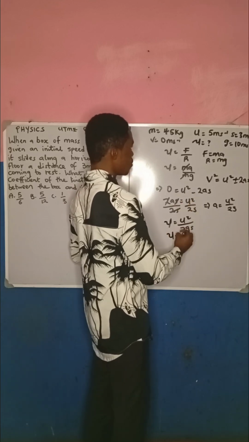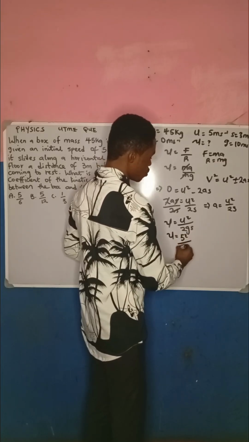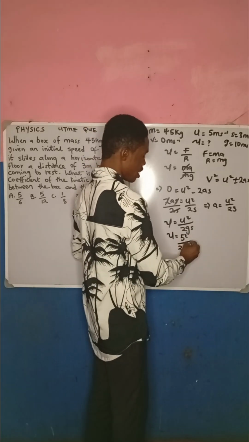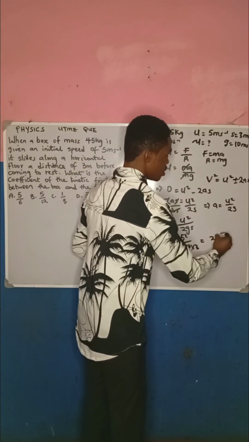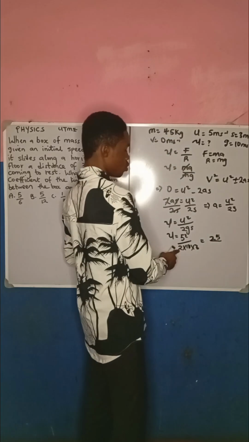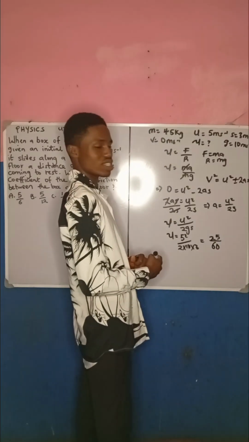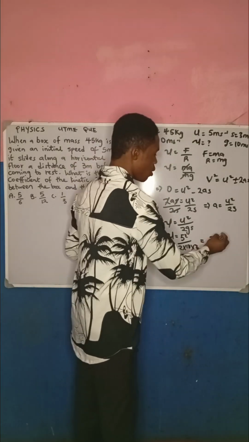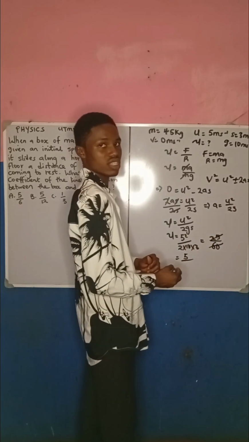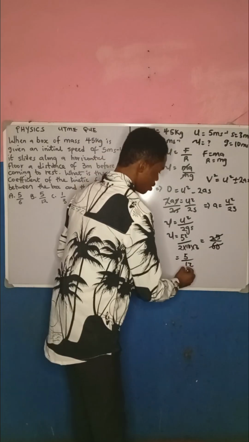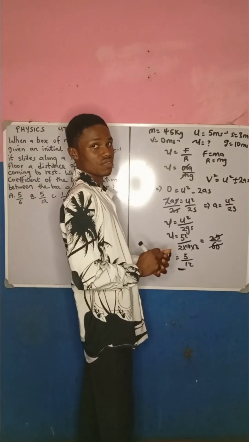Substituting the quantities here, we have our U to be 5. So we have 5 squared over 2 times our gravity, 10, times our distance, 3. This is equal to 25 over 2 times 10 is 20, times 3, 60. Now let's reduce it to its lowest term because the answers are in fractions. Now what can divide them at the same time? We have 5, right? 5 divided into 25 is 5, over 5 divided into 60 is 12. Therefore, this is our coefficient of kinetic friction.